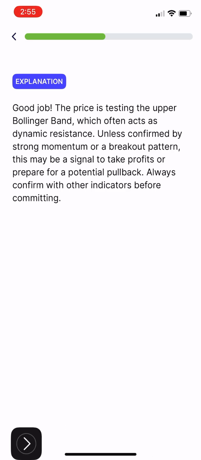Explanation: Good job. The price is testing the upper Bollinger Band, which often acts as dynamic resistance. Unless confirmed by strong momentum or a breakout pattern, this may be a signal to take profits or prepare for a potential pullback. Always confirm with other indicators before committing.